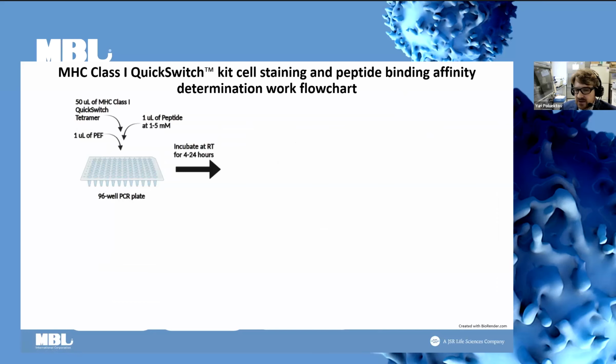Here's a general flow chart for the process of making QuickSwitch tetramer and testing the affinity of the loaded peptide. With experience, this whole process can be completed in under 7 hours, but we actually recommend splitting it over 2 days. Only the first 2 steps are necessary to make a functional class 1 peptide MHC tetramer for cell staining. So like I mentioned before, for this incubation once you add your peptide and the peptide exchange factor, normally it's only necessary to do this for 4 hours.